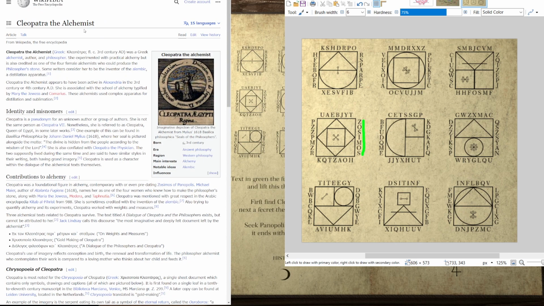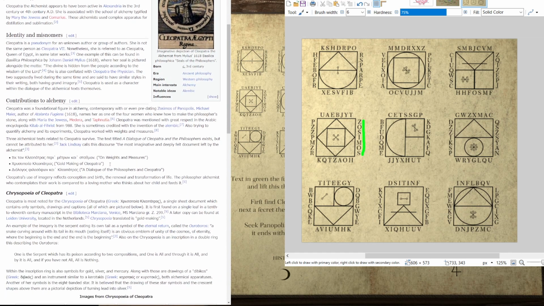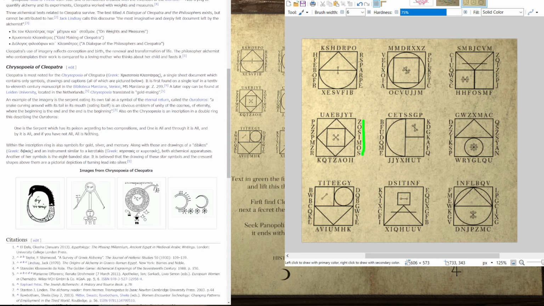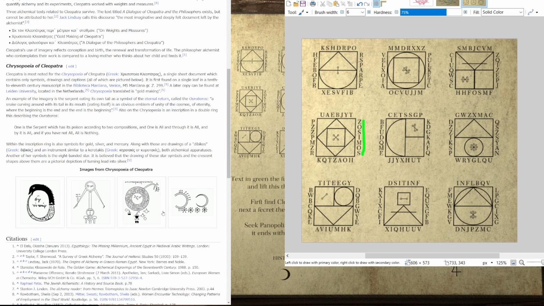All right, but we wanted to learn about Cleopatra the Alchemist, sorry. Cleopatra is a pseudonym for an unknown author or group of authors. She's not the same person as Cleopatra the Seventh. You don't say. Nonetheless, she's referred to as Cleopatra, Queen of Egypt, in some later works. She's also conflated with Cleopatra the Physician. The two supposedly lived during the same time and are said to have similar styles in their writing, both having great imagery. Cleopatra is used as a character within the dialogue of the alchemical texts themselves. Aha, we have these weird things here.